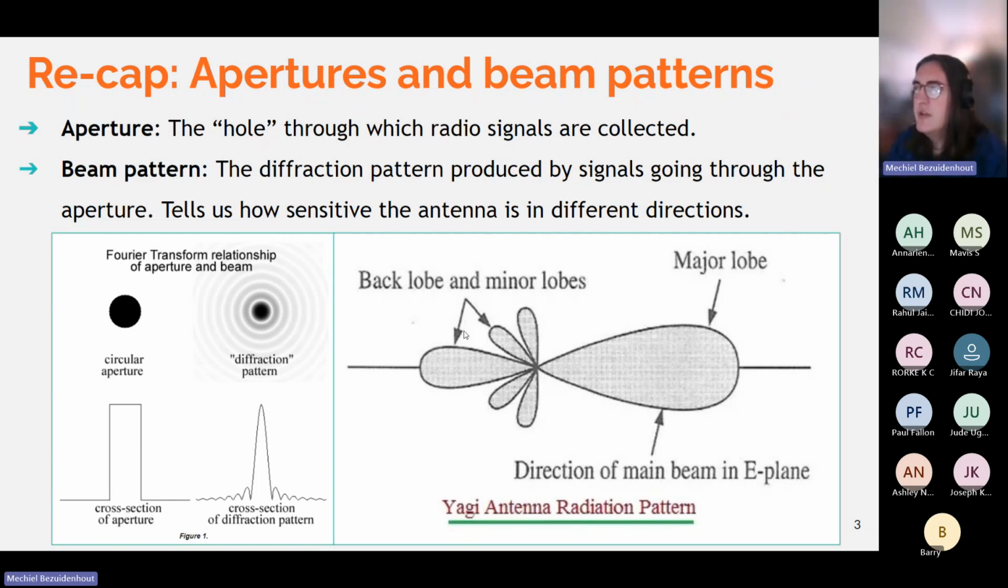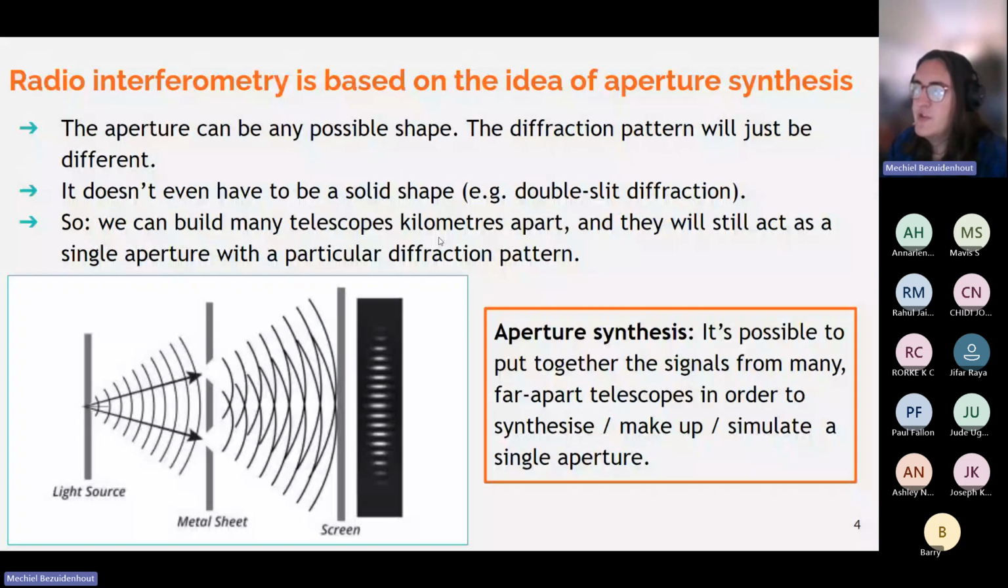Now, radio interferometry is based off an idea called aperture synthesis, and we'll get into some of the maths of how that works in a bit. But first, I want you to have some idea of what this means. As we saw in the previous lecture, an aperture can be any possible shape. It doesn't have to be a hole. The diffraction pattern will just be different. And it also doesn't even have to be a solid shape. If you think about, for instance, a double slit diffraction experiment, you have two separate slits, but when light goes through them, it produces a single diffraction pattern. So we can have an aperture of any shape, and it doesn't have to be a solid shape.